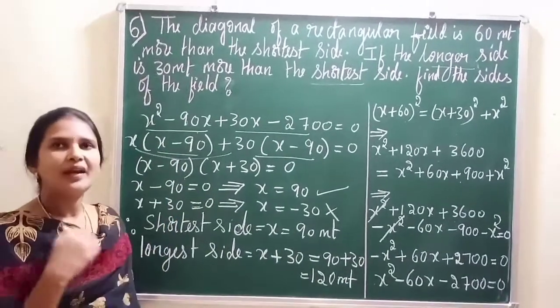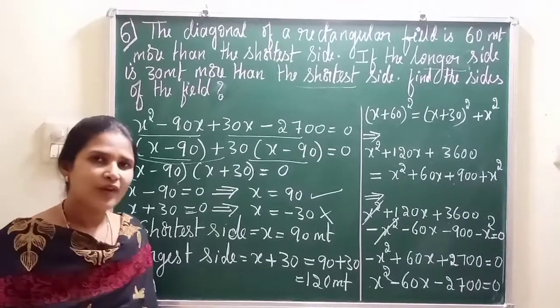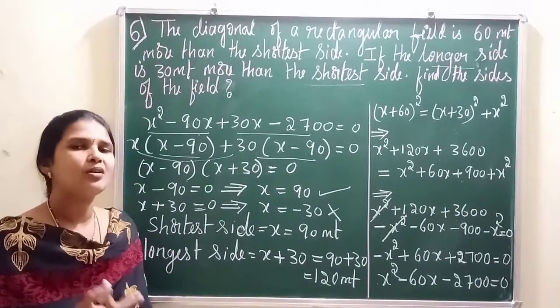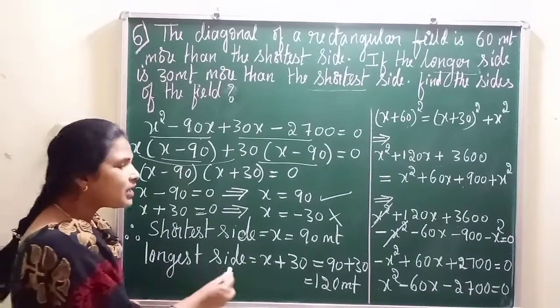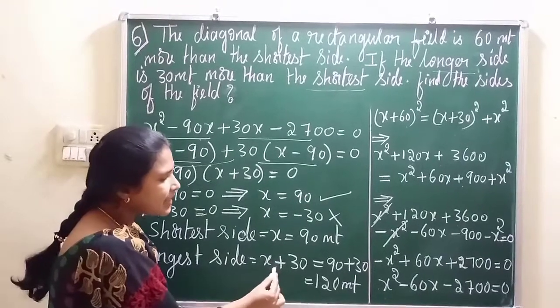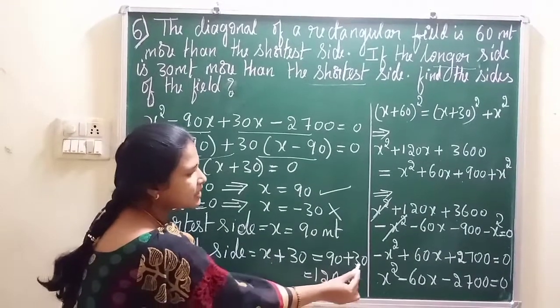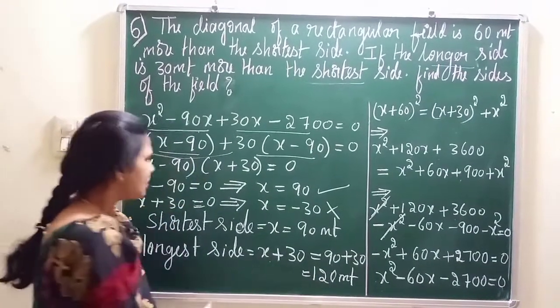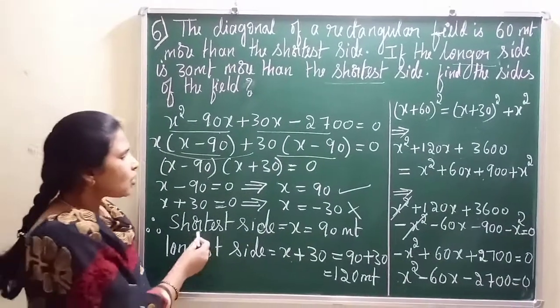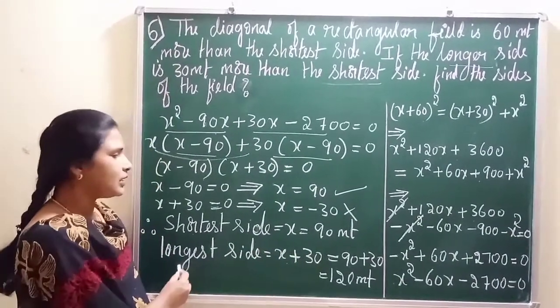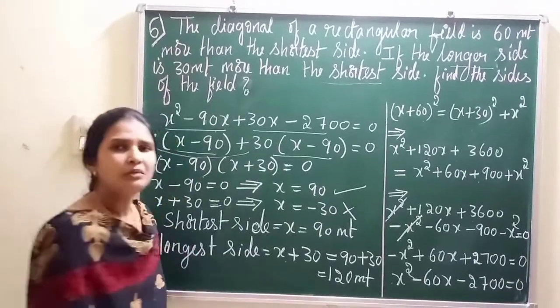Because he is asking find the sides of the field, means both I have to find length and also that is shortest side and also longest side. So what will be the longest side? We assumed it as x plus 30. So 90 plus 30, that is 120 meter. So with this we can conclude shortest side is 90 meter and the longest side is 120 meter.